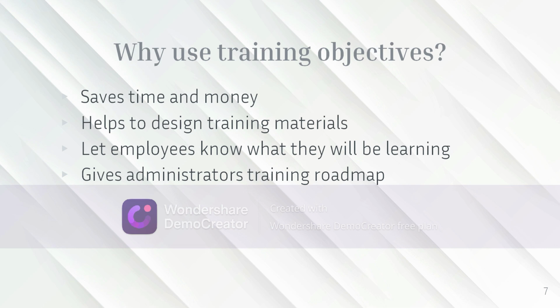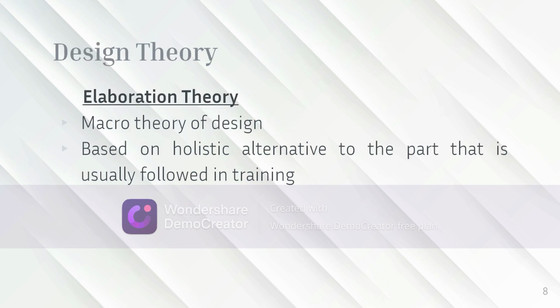Now moving on to the design theory. The first theory is elaboration theory, the theory of elaboration. Elaboration theory is a micro theory of design. It is completely based on a holistic alternative to the part or whole sequencing that is usually followed in training. This holistic approach is more meaningful and motivational for learners because from the start they see and get to practice the complete task.